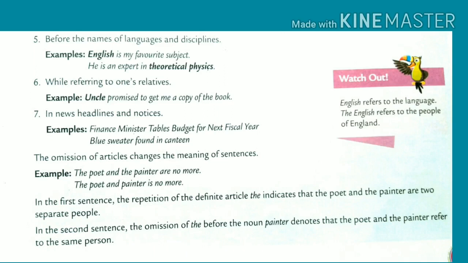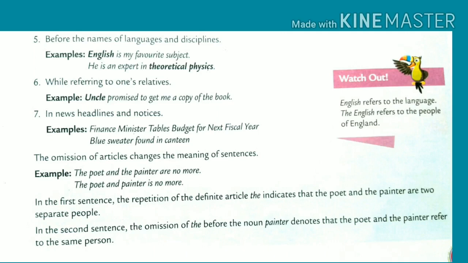Do you know why we omit articles? Because the omission of articles changes the meaning of sentences. How? Let me show through an example. The poet and the painter are no more. The poet and painter is no more. The difference between these two sentences is only one word, the article before the word painter. But it changes the meaning entirely.